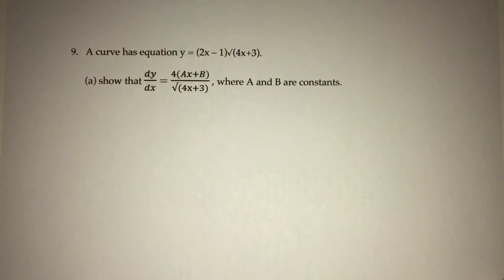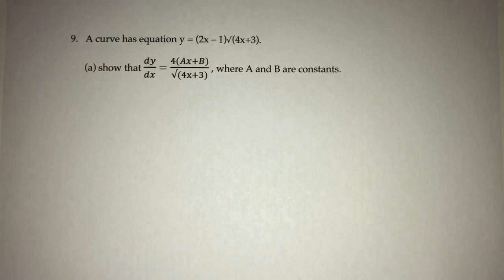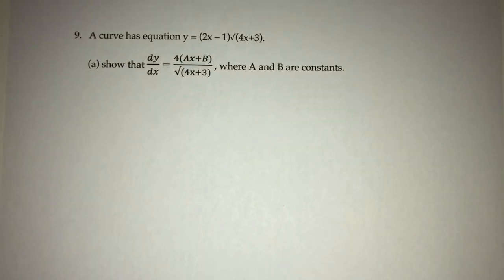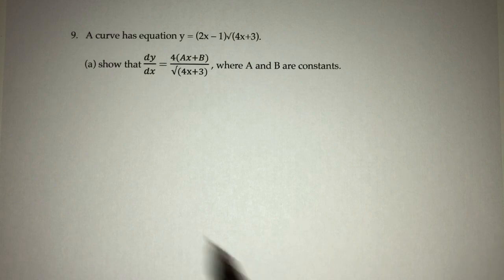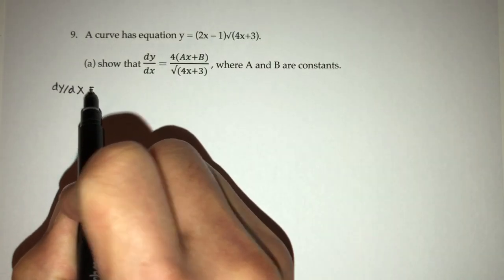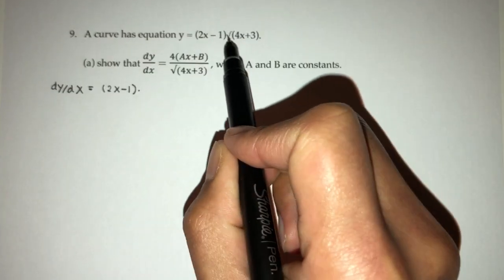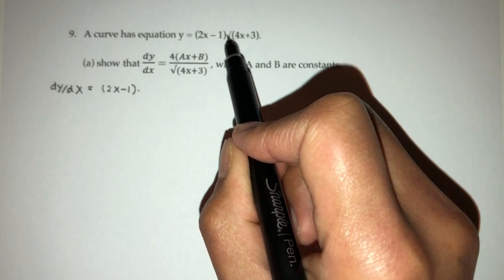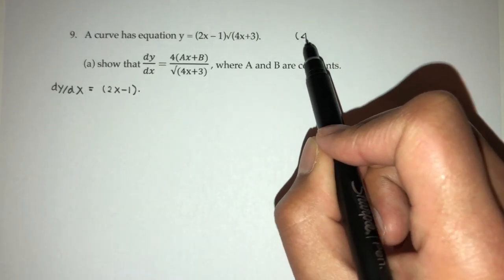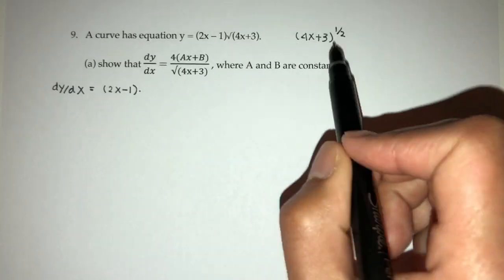Now let's move on to question number 9. So we have an equation of y. We have to show dy by dx equal to this, where a and b are constants. So this one is clearly a product, so we have to use the product rule, right? So d by dx. We can first leave the first one by itself, and then find d by dx of this one. You must know when you have square root, it just means power half.